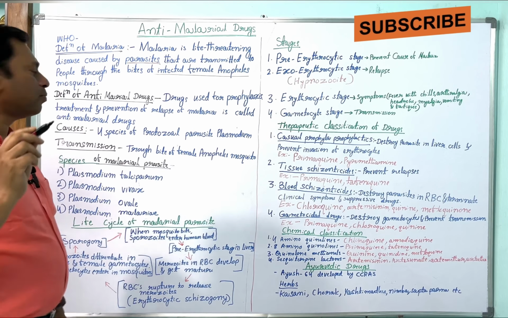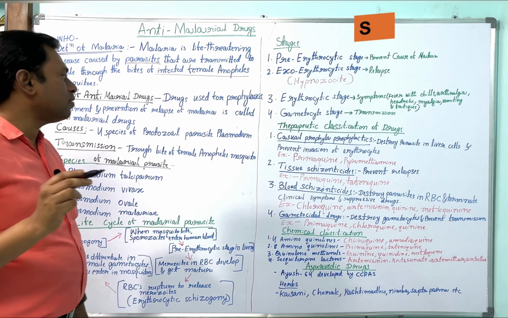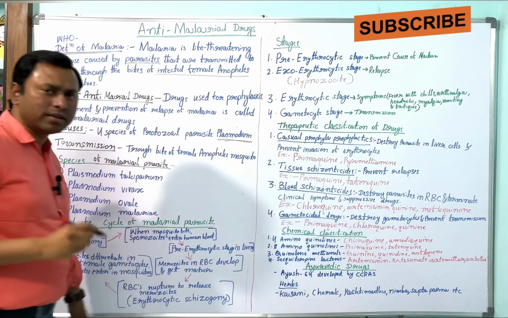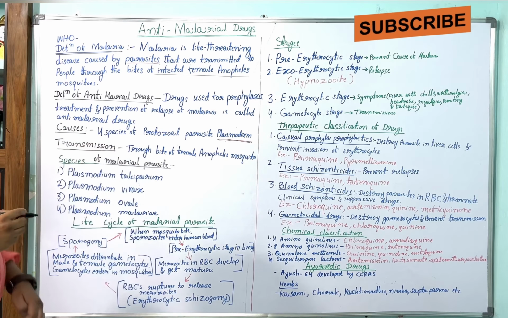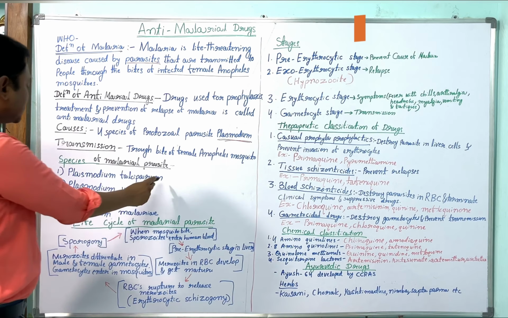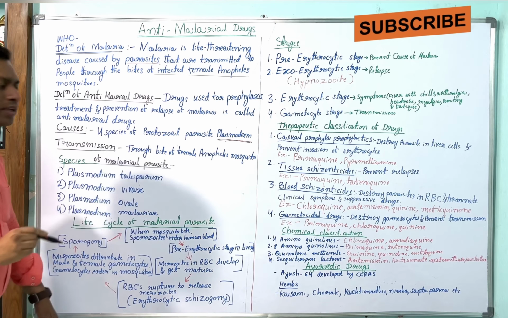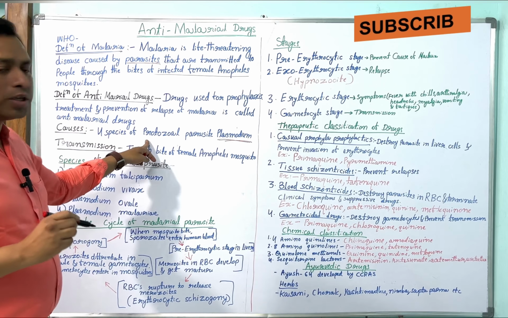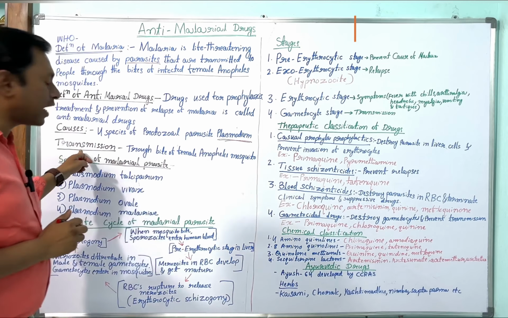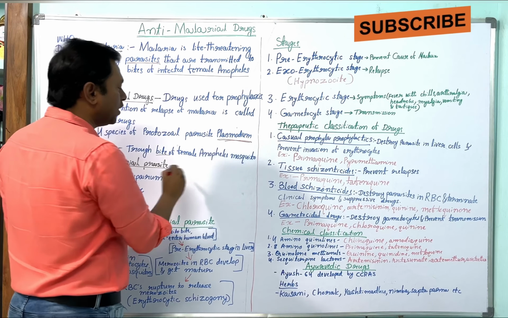Now come to the causes. What are the causes of malaria? The causative factor is the protozoal parasite Plasmodium, of which four species are there: Plasmodium falciparum, Plasmodium vivax, Plasmodium ovale and Plasmodium malariae. These four species are the causative factors for malaria. And for transmission, malaria is transmitted through the bite of the female Anopheles mosquito.